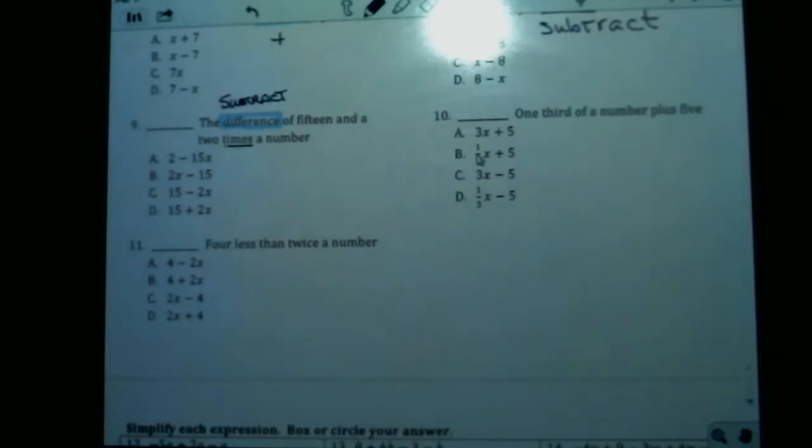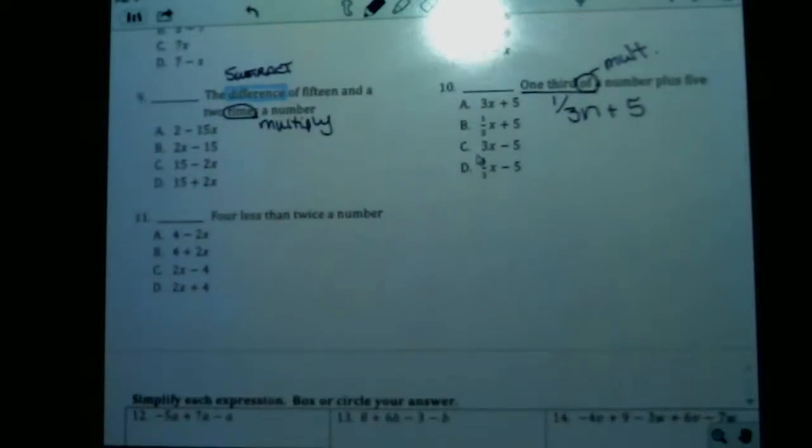And times means multiply. 1/3 of a number. How would you write 1/3 of a number? How do you write 1/3? 1/3. And of means multiply. So 1/3 n plus 5. So there we just did one together. Okay? Twice a number means multiply by what? Twice the number. What does twice mean? It means you multiply by 2. Alright, so I'm going to let you work on these.